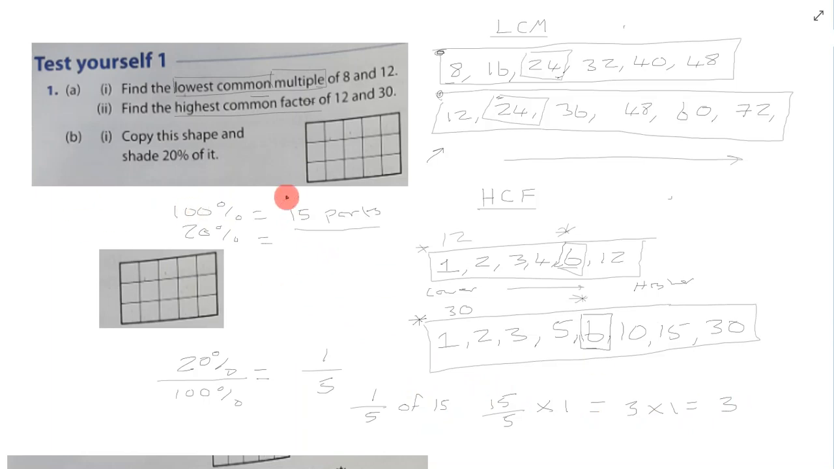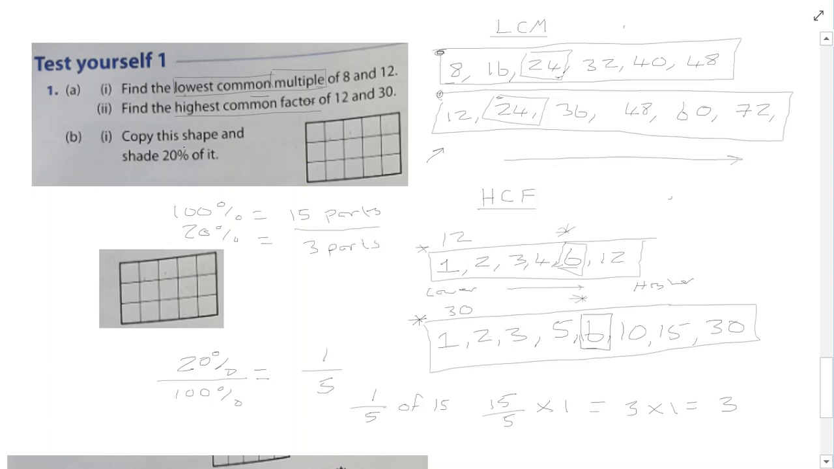So 100%, that's the whole, all of the parts in the shape, is equal to 15 parts. So 20% then is a portion of all those parts, and it's a fifth, and a fifth works out at 3 parts. So if 100% is 15 parts, then 20% is equal to 3 parts.